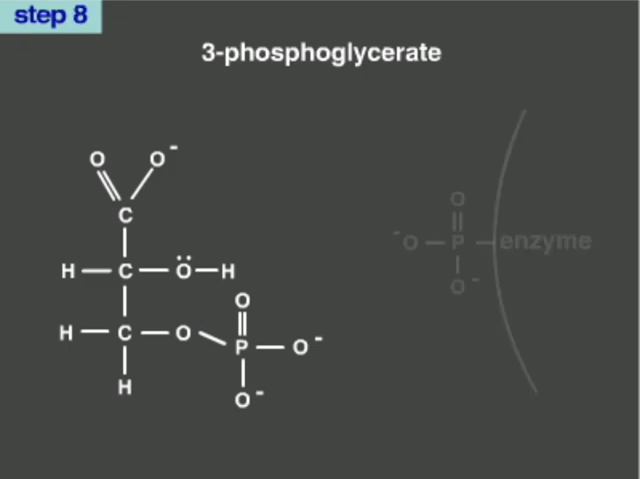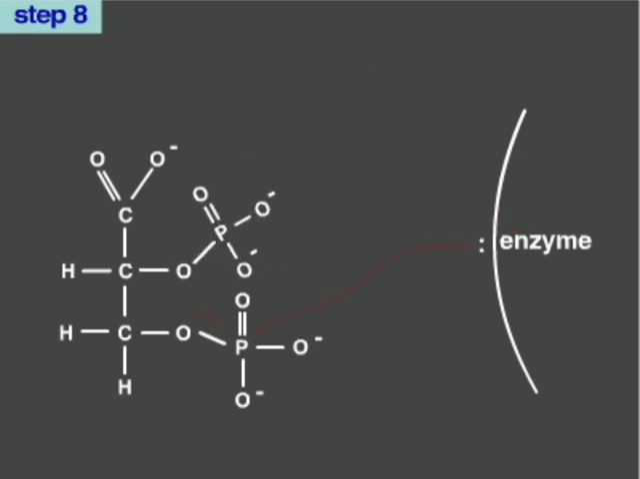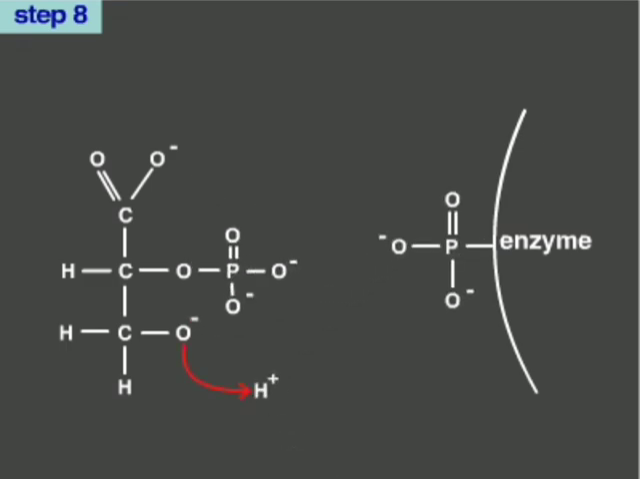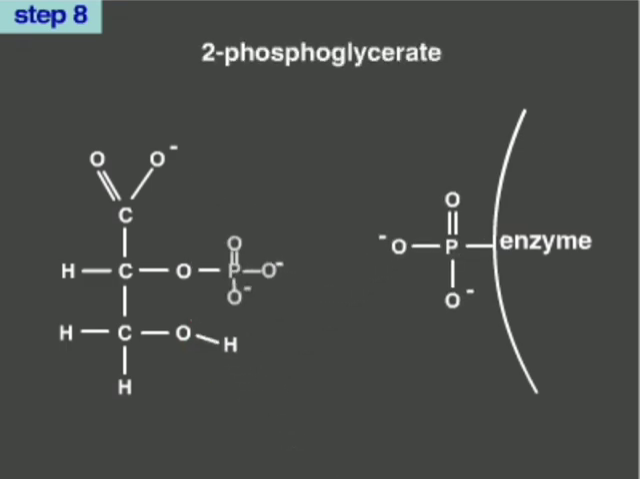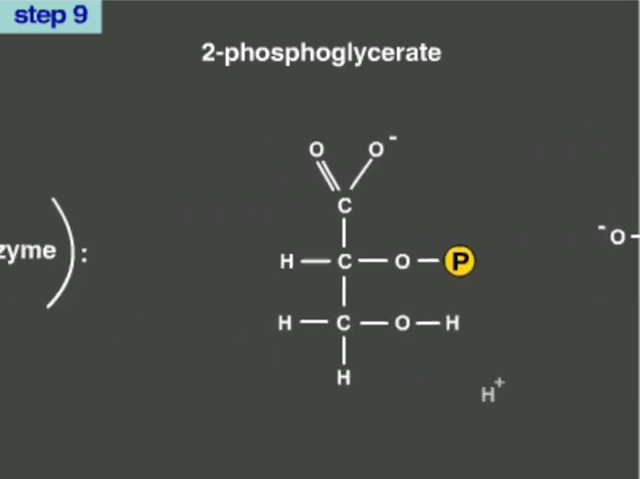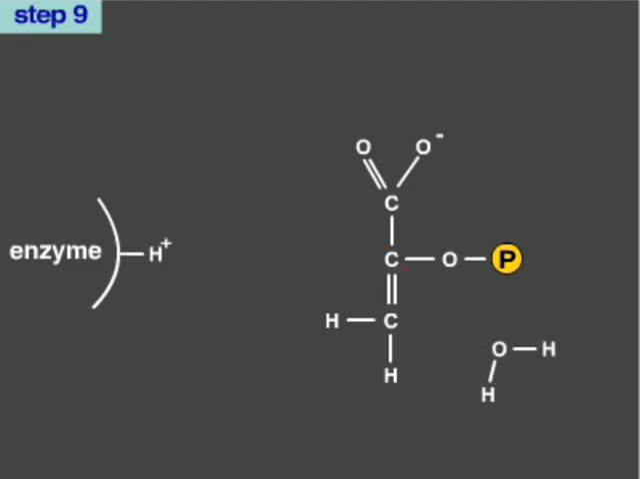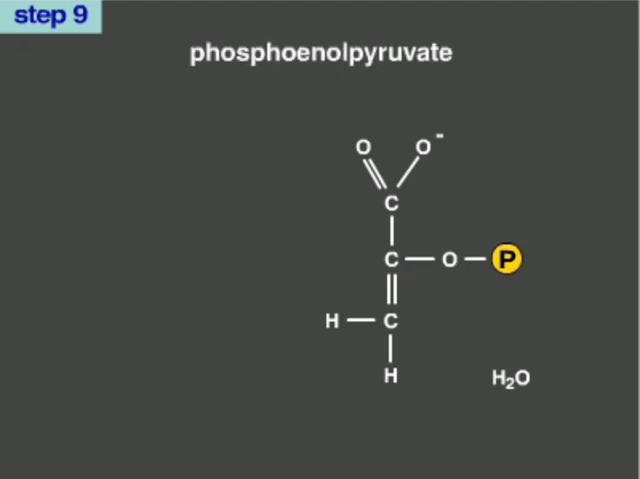In the 8th step, 3-phosphoglycerate, which has a relatively low free energy of hydrolysis, is transformed by the enzyme phosphoglycerate mutase into 2-phosphoglycerate. In the 9th step, the enzyme enolase removes a water molecule from 2-phosphoglycerate, creating phosphoenol pyruvate. The loss of water redistributes energy within the molecule, creating a phosphate group with an extremely high free energy of hydrolysis.